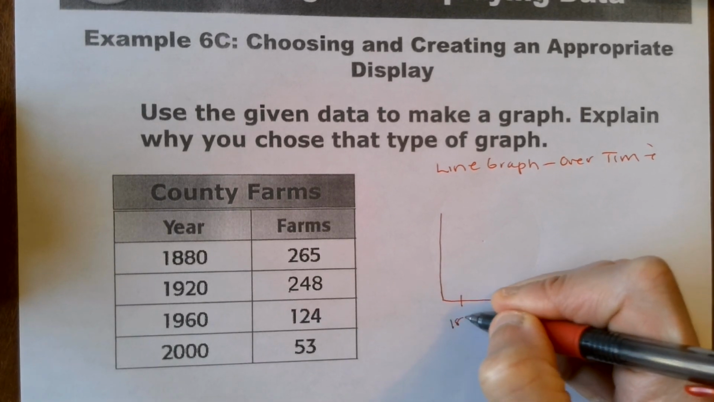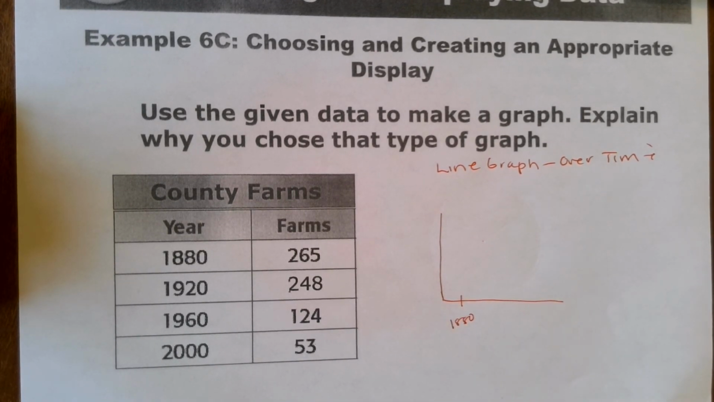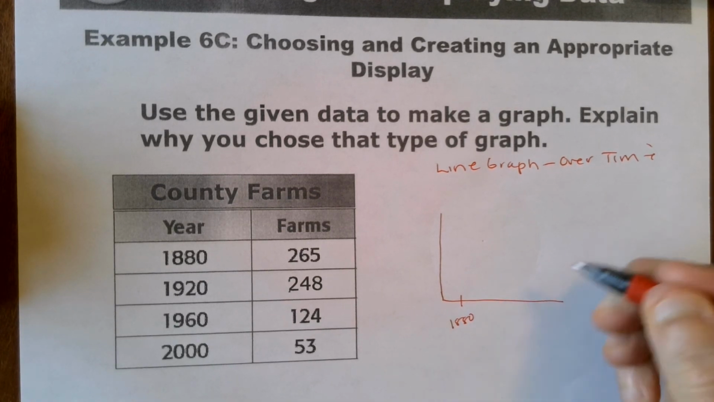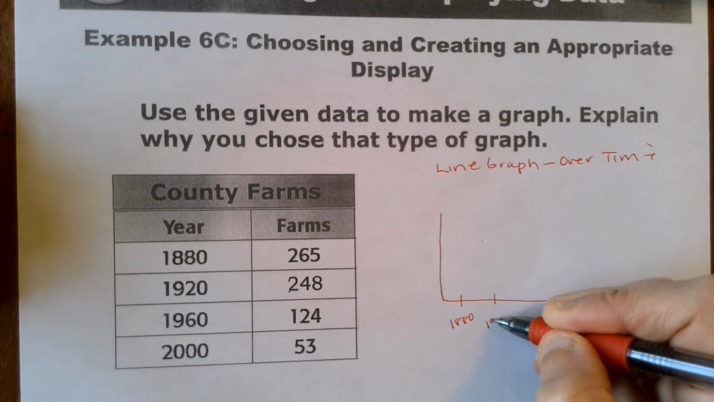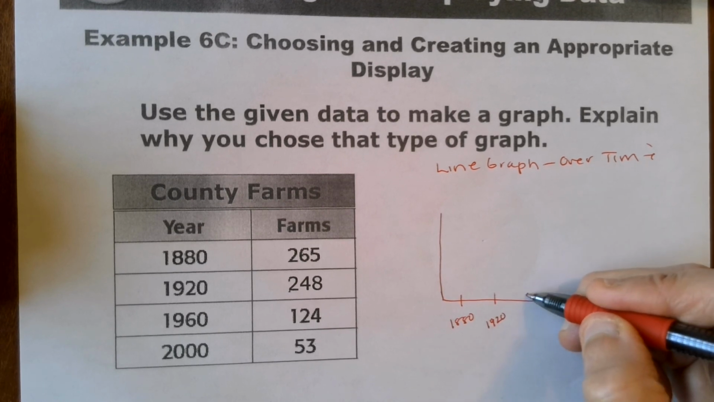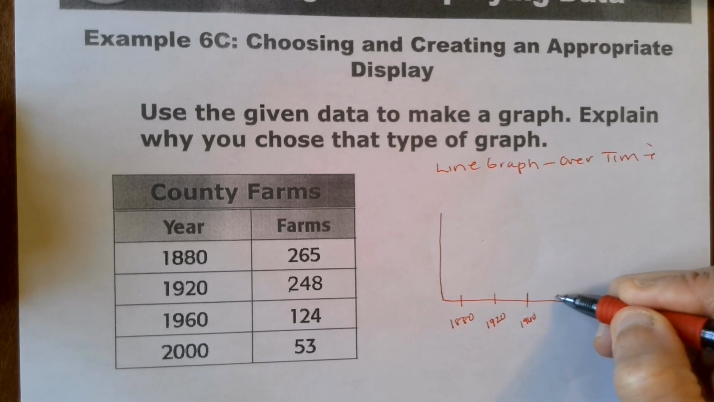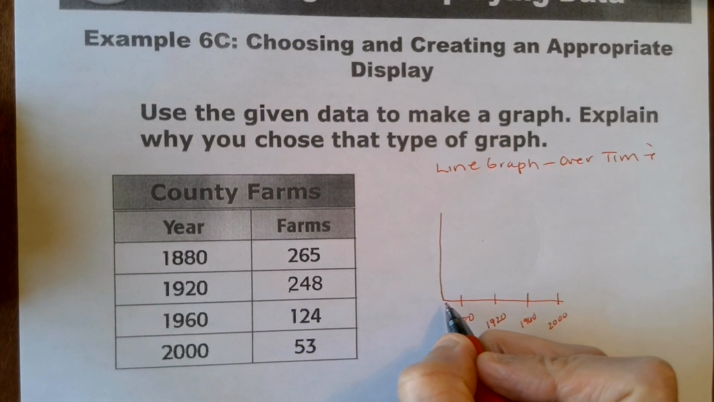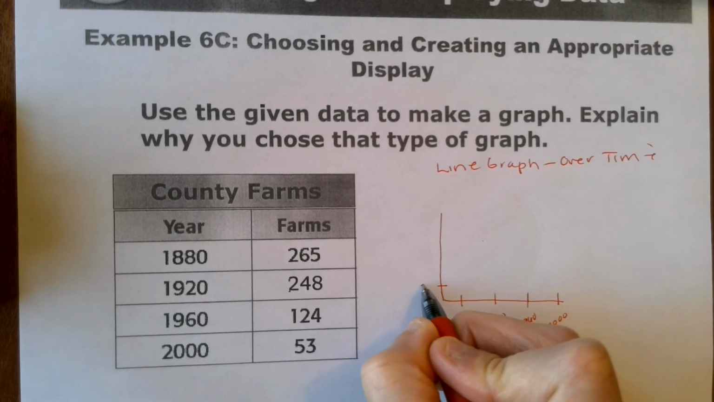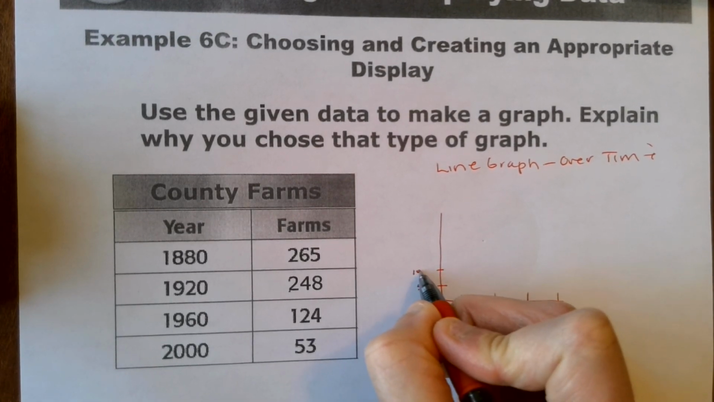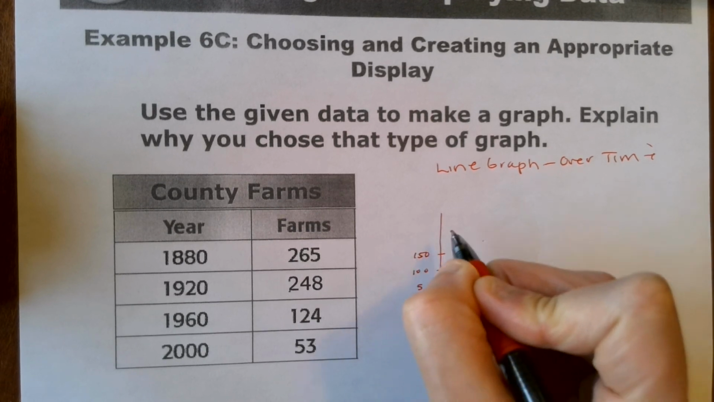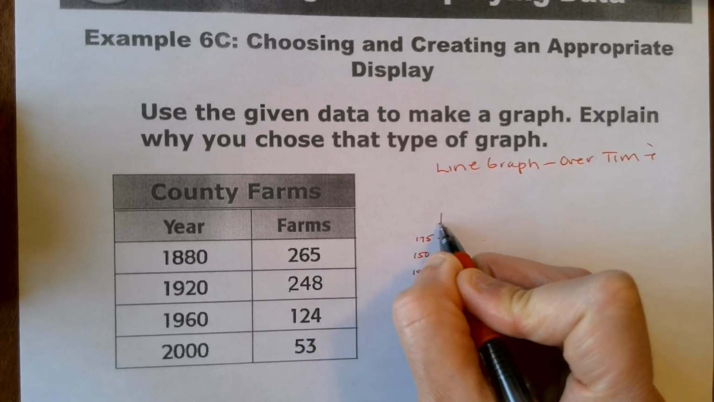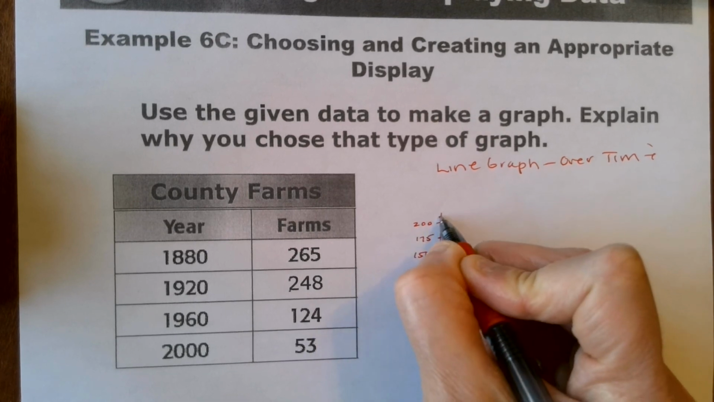So I'll just start with 1880 here. And let's see here. I think I'll go up by 40s. You can go up by whatever you want, but do an equal space. Could have went up by 20s or whatever. And then the number of farms goes all the way up to 265. So I'm going to start at 0, and I'm going to go up to 265. I think I'll go by 50s. Same increments between. Oopsie, gotta go a little higher.